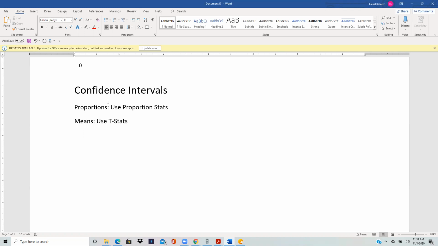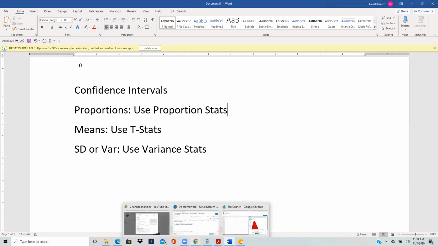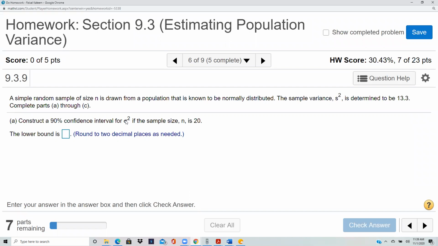And now we will be doing for standard deviation or variance. So we will use variance stats. So for proportions or percentages, we use proportion stats. If we are doing the confidence interval for means, we use t-stats. If we use confidence interval for standard deviation or variance, we do variance stats. Okay, so now here we have to make the confidence interval for variance.